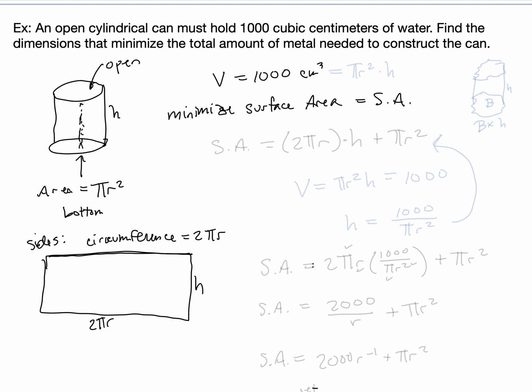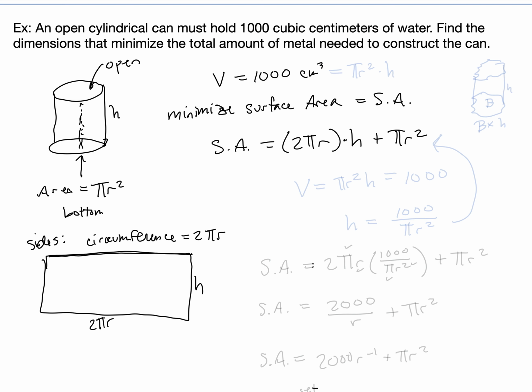And so that tells us that the surface area for this cylinder is, well, we've got one rectangle with length 2 pi r, height h. So the area of that is just 2 pi r times h. That's the area of the sides of the cylinder, plus the area of the bottom of the cylinder, which is a circle, pi r squared.